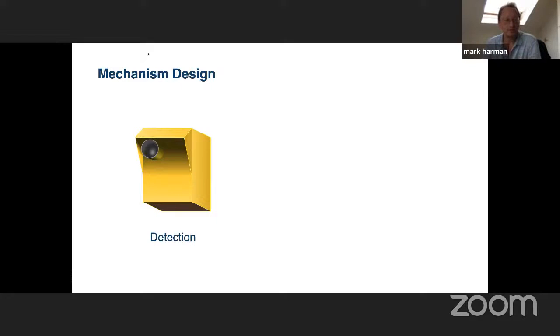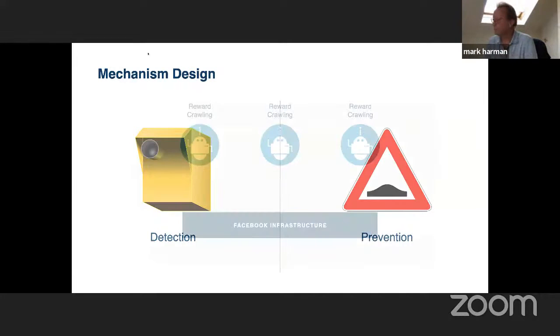And the problem with that is that although it can generate revenue by charging people for speeding, the bad thing has happened by the time it's done the detection. Contrast that with prevention approaches.